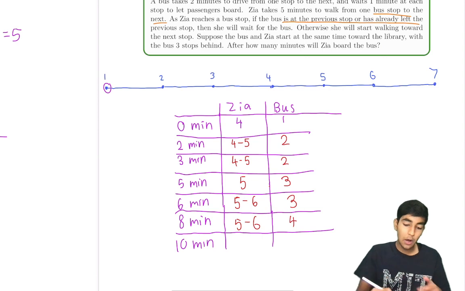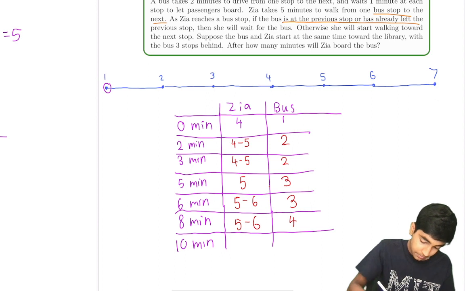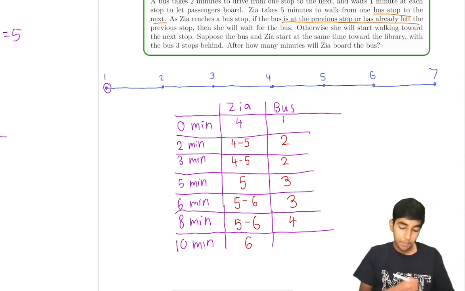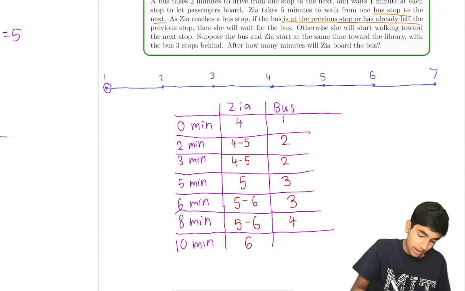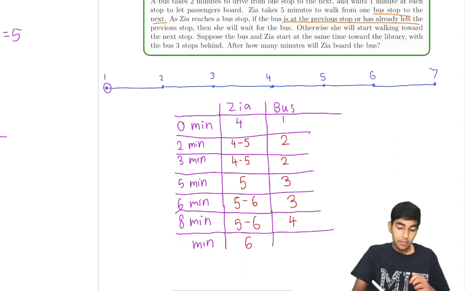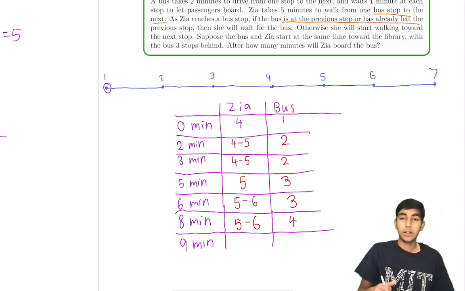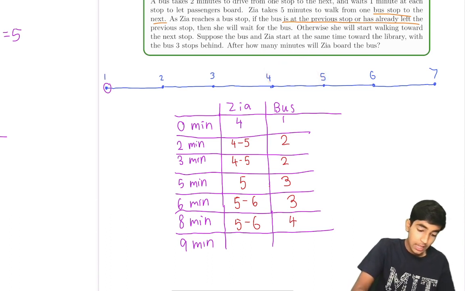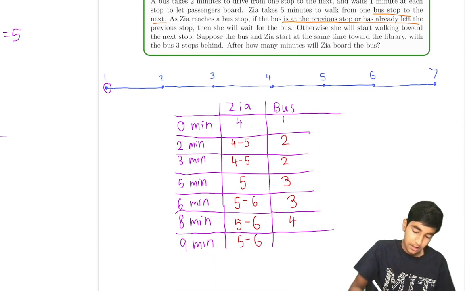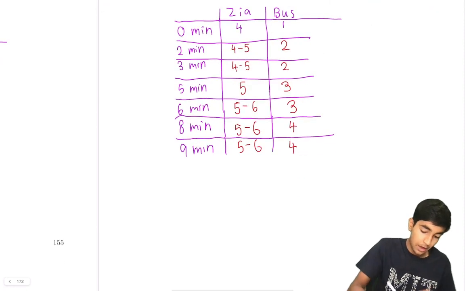So after 10 minutes, Zia will finish walking 2 stops, so to stop 6, right? Finally reach stop 6. First of all, the bus, okay, let's take an intermediate step first. After 8 minutes, the bus reaches stop 4. So after 9 minutes, the bus will be done waiting, right? Because it waits 1 minute at stop 4 before taking off. So after 9 minutes, Zia will be almost at stop 6, and the bus will have been done waiting at stop 4, and will be ready to move on to stop 5.